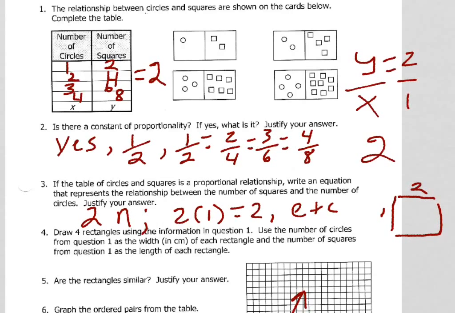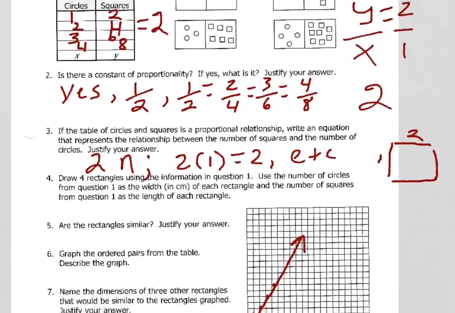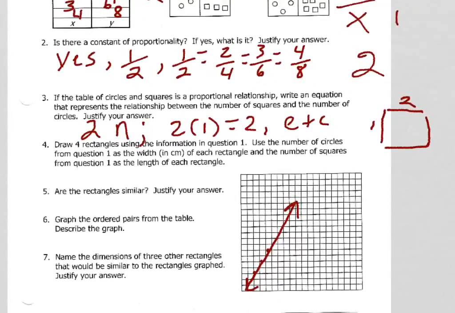So you should know that you're going to have one that's proportional to the other, and you should be able to do that. Number 5 is similar. Number 6 says to graph the ordered pairs. So what I did is I took those ordered pairs and graphed them, and as you can see, it creates a straight linear line that runs through 0, 0. One of the criteria for it to be proportional is that it has to run through 0, 0. And 7 says name the dimensions of the other rectangles that would be similar to the rectangular graph.